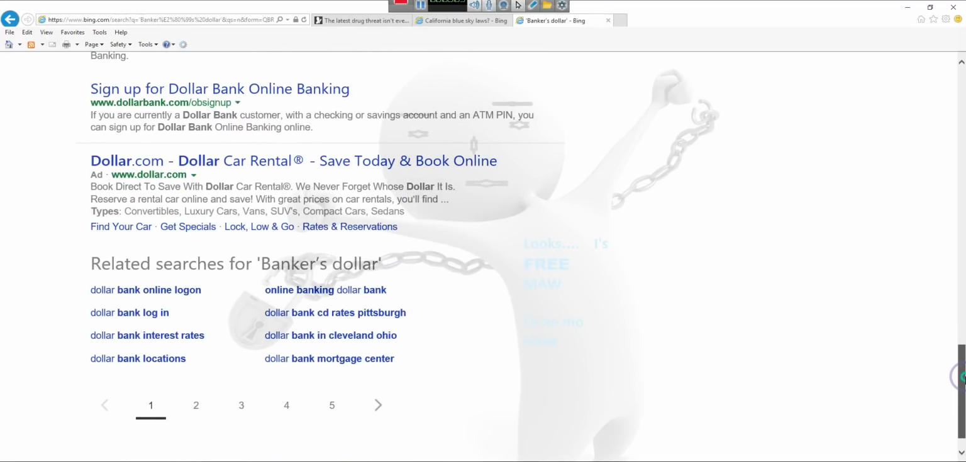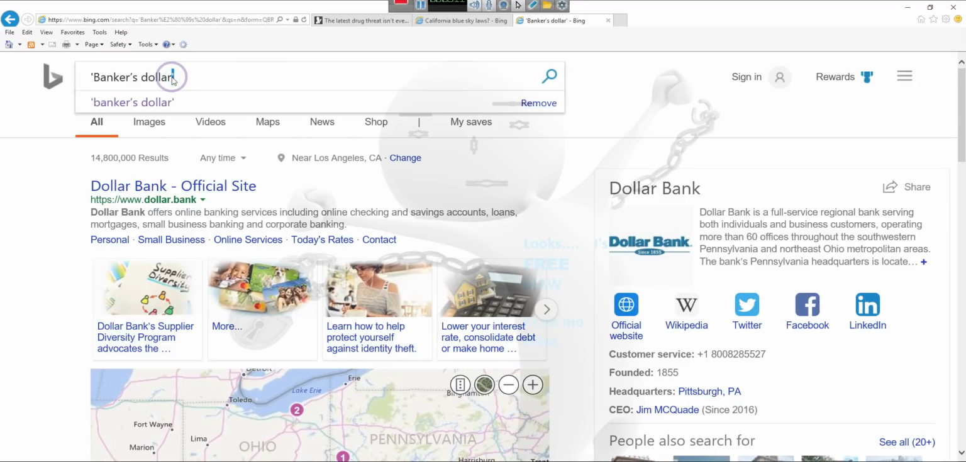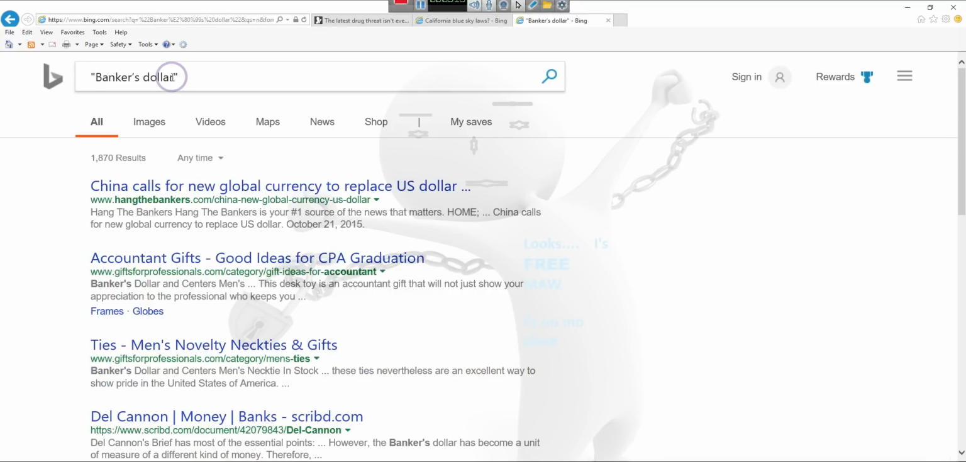And look, so we got to do it in actual quotes. Oh, look at that, a whole different result. None of that other stuff. However, the banker's dollar has become a unit. This is the document that we're reading right now.